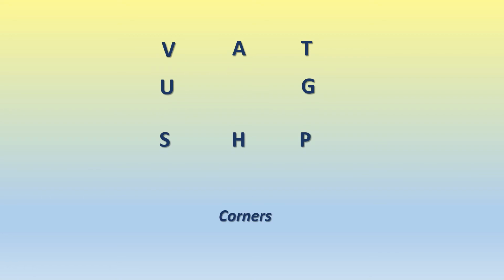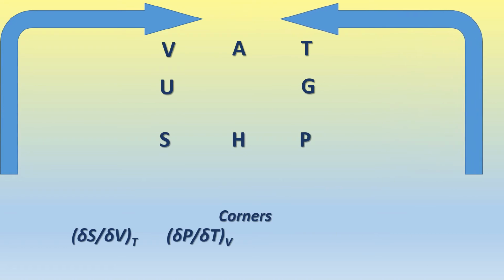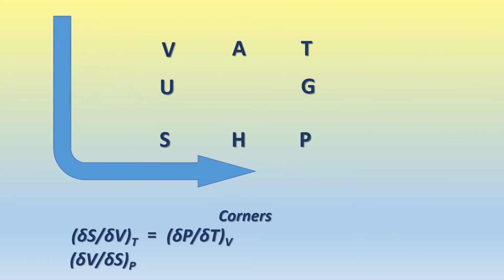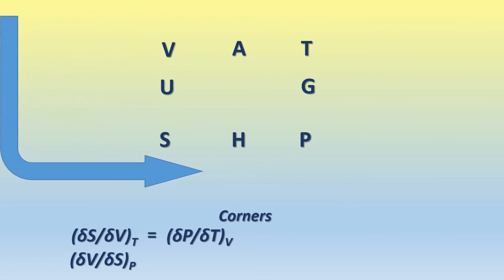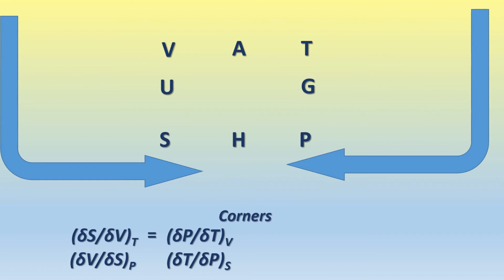If I'm below the line left to right, the result is going to be negative. This also works going around corners. If I want to find the partial of S with respect to V at a constant T, that's going to be equal to the partial of P with respect to T at a constant V. If I want to find the partial of V with respect to S at a constant P going around the corner, that's going to be the same as the partial of T with respect to P at a constant S.